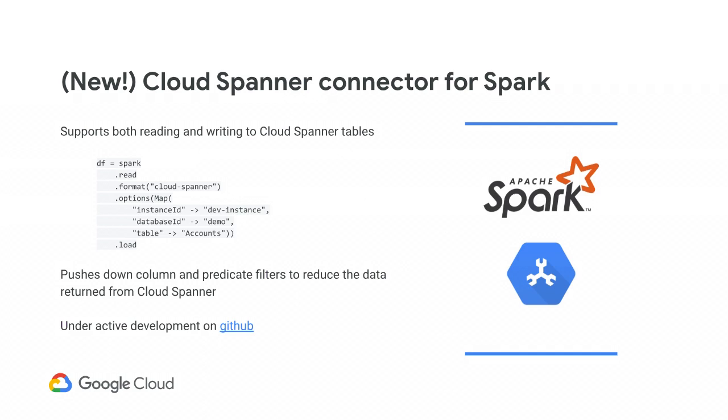Similarly, there's another connector as well for Cloud Spanner. It is also open source on GitHub. Actually, all three of them I'm going to talk about are on GitHub. And this one is still under active development, but the same concept here. We push down filters, and it integrates with the Spark data source API. So it's just spark.read.format Cloud Spanner, and again, you have a correctly typed data frame to work with.